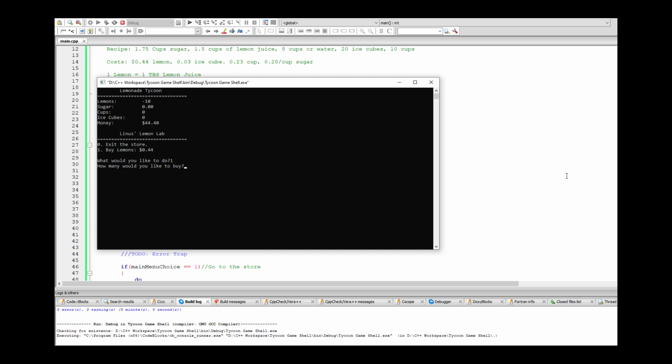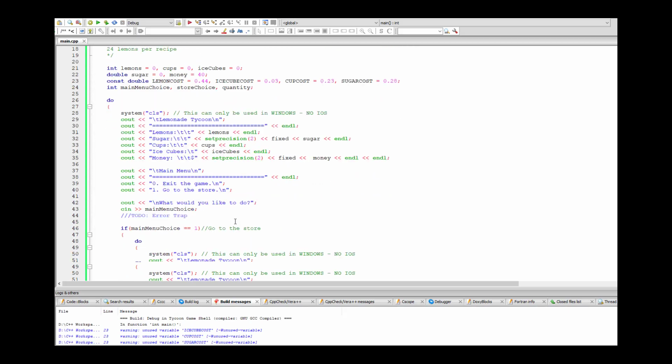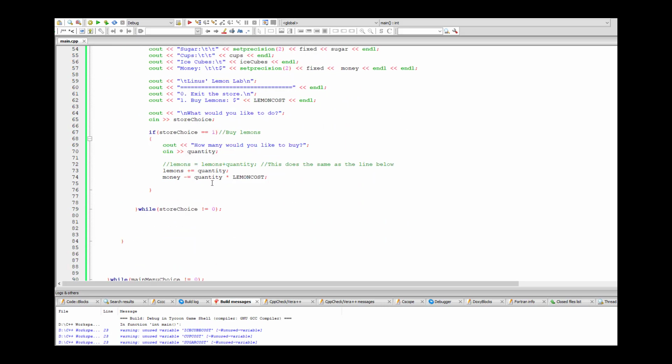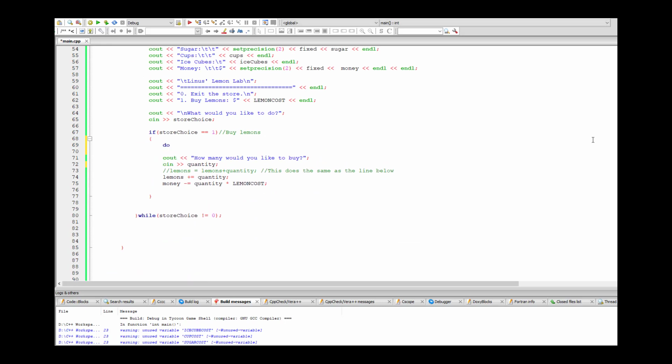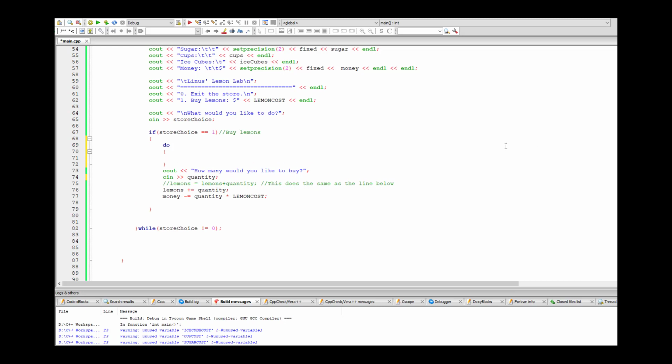Also, right now, I could choose to buy like 10,000 lemons, and it'll give them to me, but my money will go negative. I don't want to be able to do that either. So what I have to do is put in an error trap here in order to prevent my user from doing this. I'm just going to do a simple one here.